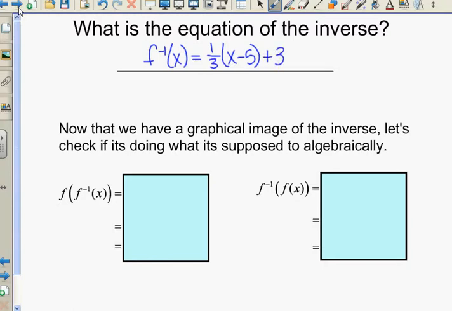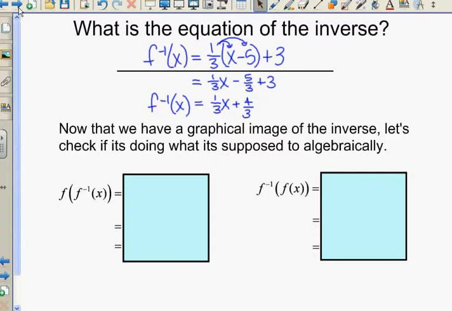I don't think that's exactly what I did in class, but it's the same point I picked. I know that we did distribute this out to make it into slope-intercept form. So that was 1/3 x minus 5/3 plus 3. If I combine those like terms, negative 5/3 and a positive 3, 3 is the same as 9/3, so that'd be a positive 4/3. So f inverse of x in slope-intercept form is 1/3 x plus 4/3.